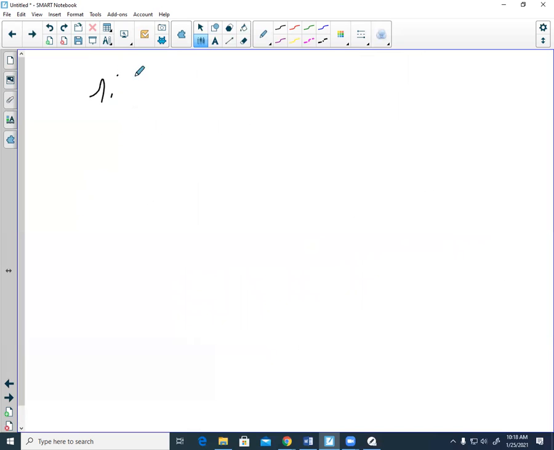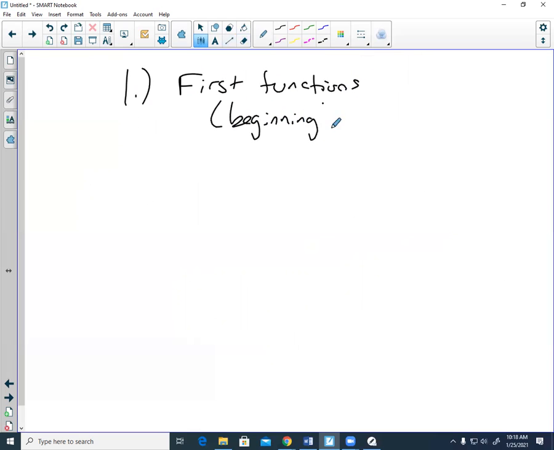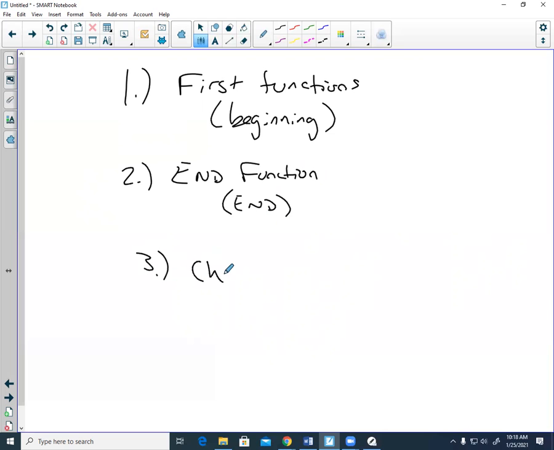First spot that you need to check is the first functions, at the beginning. You need to check the end of the function. So I guess this would be the end. And then you need to check for x in the denominator. Because if x shows up in the denominator, that means that x can't equal 0.